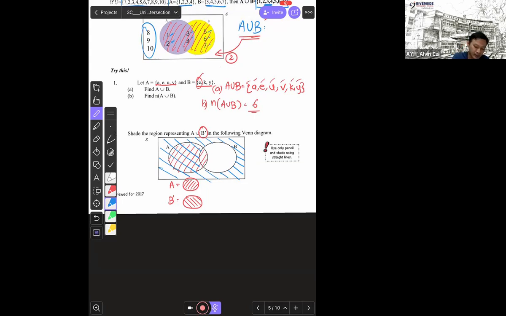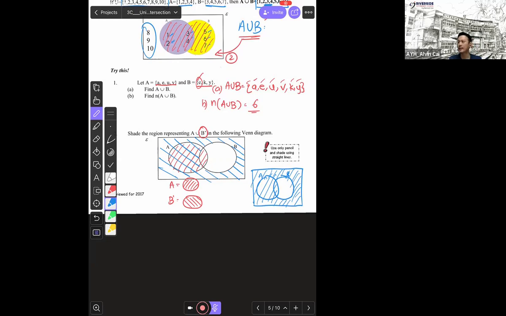So the final answer will be this, because we want to combine everything. So basically, all we need to do is, this is the answer. This is the final answer. That's all. So it's basically everything that's shaded over here. Everything that's shaded will be the answer.